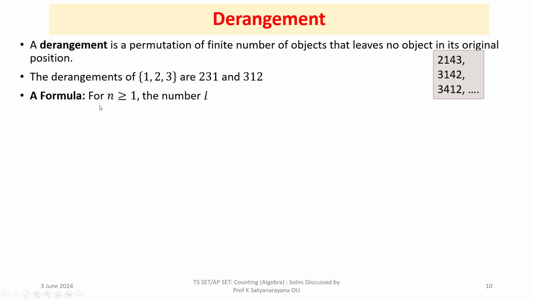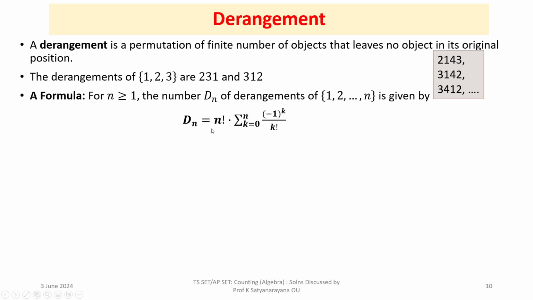A formula: for n greater than or equal to 1, the number Dn of derangements of 1 to n is given by this formula. Dn is equal to n factorial into sigma k equals 0 to n of minus 1 to the power of k by k factorial. This formula can be derived using the principle of inclusion and exclusion. This is the number of derangements.